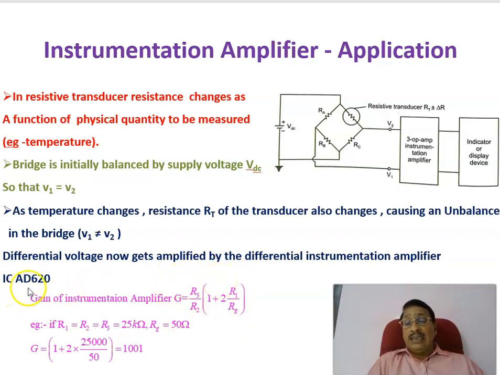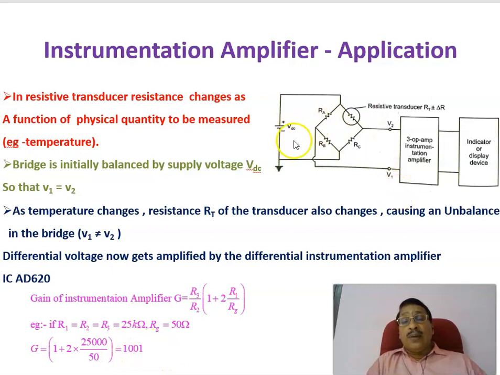For the analog IC AD620, the gain of the amplifier G is given by this expression. As an example, the resistance values are all 25 kilo ohms, and RG is given as 50 ohms, and based on that you can calculate the gain of this amplifier. That will be equal to 1001, so the gain of the amplifier is 1001.